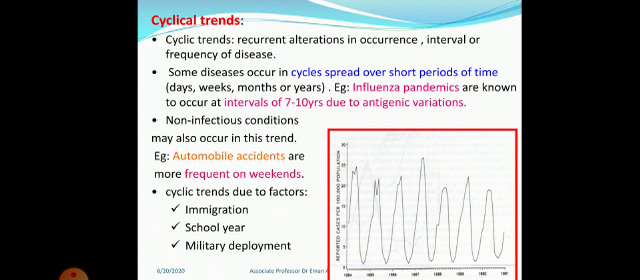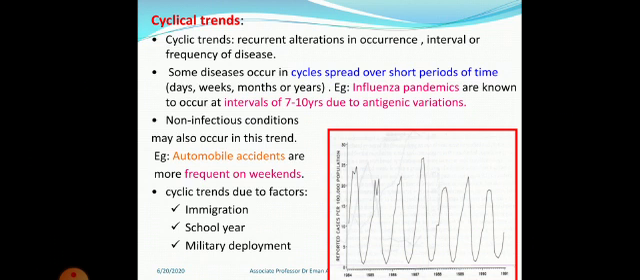Cyclical trend, as you can see from the diagram, is a regular periodic occurrence of the disease at regular intervals. For example, every year, every 2 years, every 5 years, but it is recurrent in a regular pattern. So the cyclical trend is a recurrent alteration in the occurrence, interval, or frequency of the disease. Some diseases occur in cycles spread over short periods of time, such as days, weeks, months, or years.